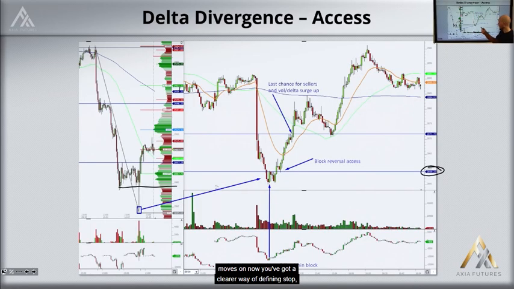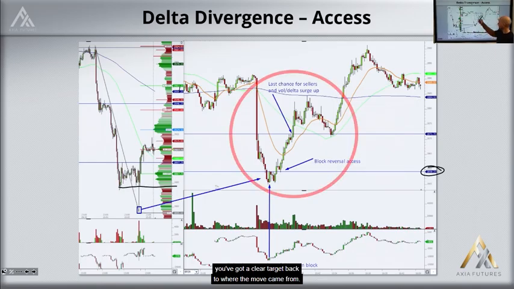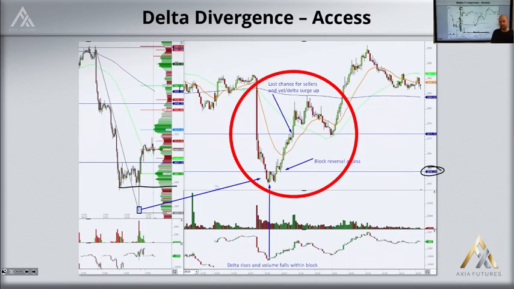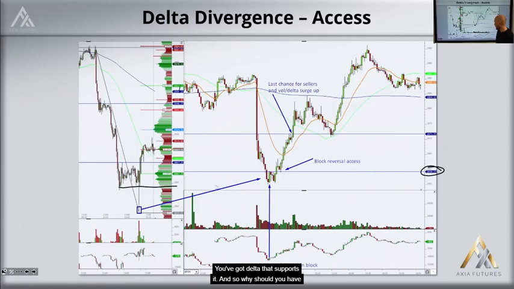Now you've got a clear way of defining stop. You've got a clear target back to where the move came from. You've got delta that supports it. And whilst you have the lack of volume, because from a volume perspective you wouldn't be massively interested until we start to get up here, where you get this spike of volume, which leaves a lot of the move behind, you end up getting in right towards the end of the initial reversal move. So you're using the block reversal with the delta as your way of getting into this trade.